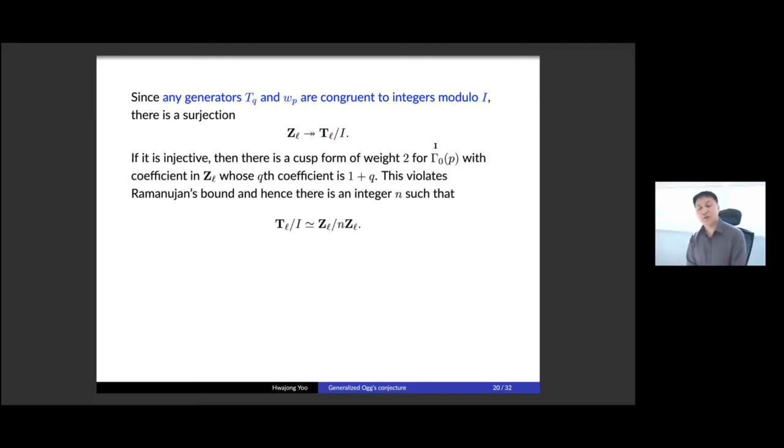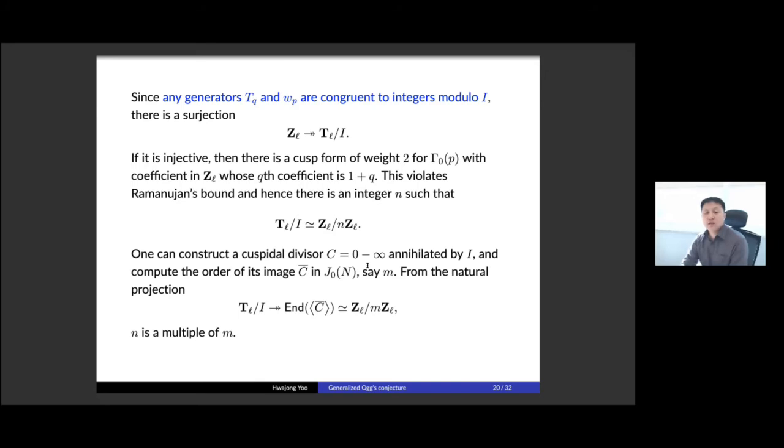So if this map is injective, there must be a cusp form which is congruent to the Eisenstein series in characteristic 0, but this violates the Ramanujan bound. So therefore, there must be a non-trivial kernel, and therefore this quotient ring is isomorphic to ZL mod n times ZL. What is this integer n? This is called the index of this Eisenstein ideal.